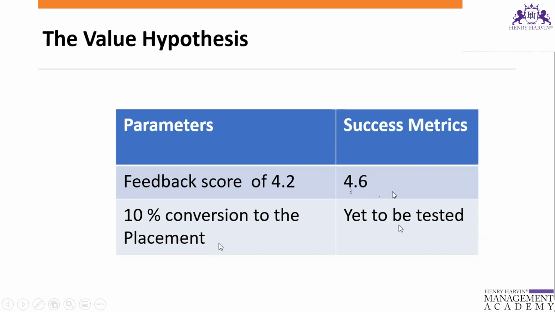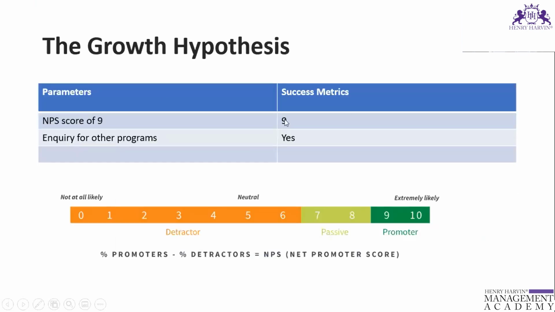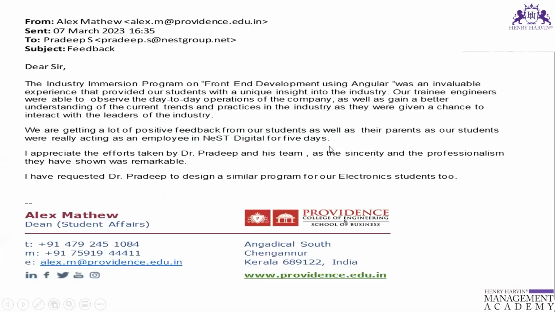Okay, so we had to be tested, because we need to administer the test which we are giving to the freshers. So we need to have a control group and an experimental group. Growth hypothesis, NPS score: we set a parameter of 9, and we got an NPS score of 9. For inquiry for other programs, we got an inquiry for at least 2 programs from each college. So that is the growth hypothesis.